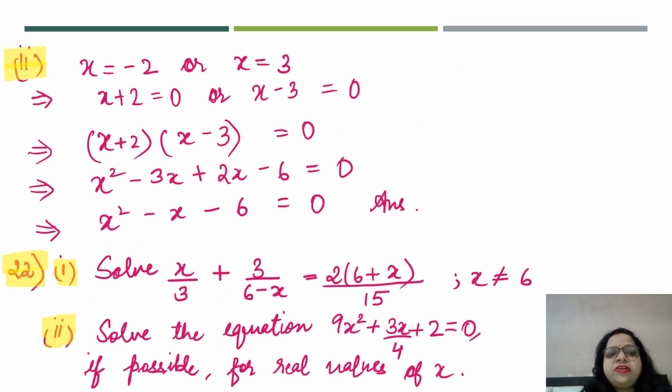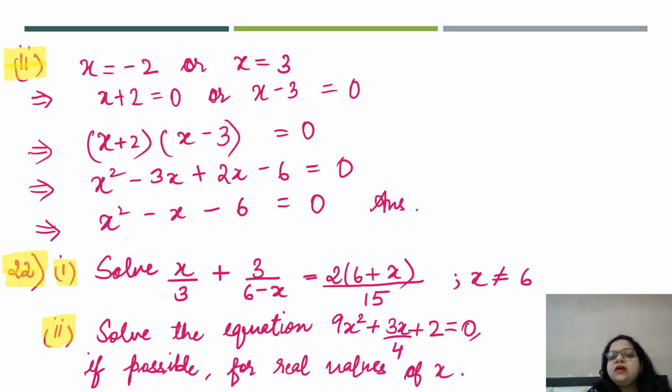Coming to the second part children, x = −2 or x = 3. x + 2 = 0 or x − 3 = 0. So (x + 2)(x − 3) = 0. x² − 3x + 2x − 6 = 0. And therefore x² − x − 6 = 0. That is the answer. Okay.